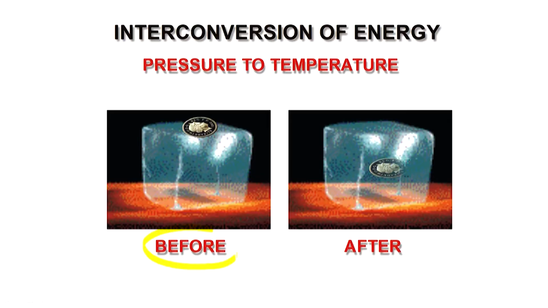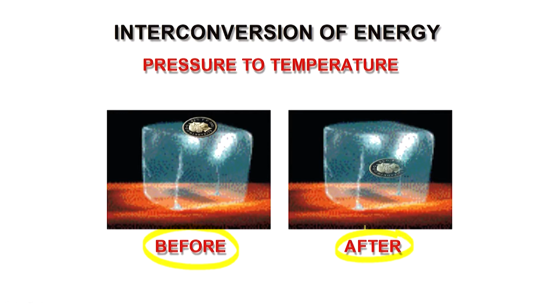by recalling our high school physics. We were taught that if you put a heavy coin on a sheet of ice, then after some time the coin goes inside the ice, because the coin exerts pressure on the sheet of ice, and that pressure creates a slightly higher temperature that melts the ice, and slowly the coin moves inside the ice. So that means there is basically a simple interconversion of energy from pressure to temperature.